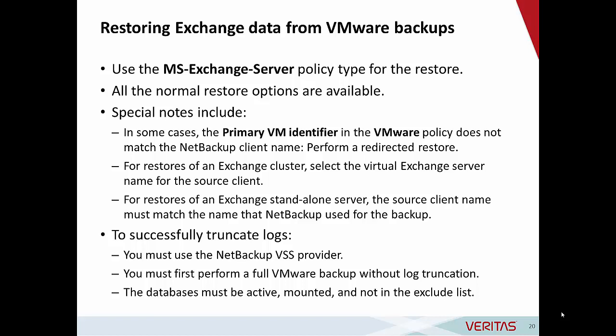If you want to truncate Exchange logs, like we mentioned before, the NetBackup VSS provider must be installed in the virtual machine. Also, it's necessary to perform a full VMware backup without log truncation first, and that has to do with the way Exchange works. So do a full backup first without the log truncation, then go back into the policy and hit the checkbox, and from that point forward, the log will be truncated. Also, in order to be successfully protected, the Exchange databases must be active, mounted, and not in the exclude list.